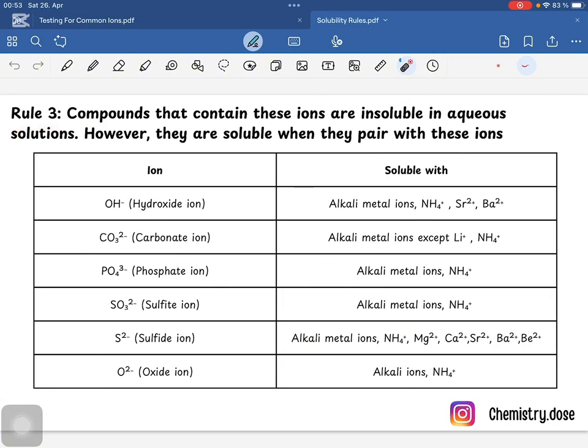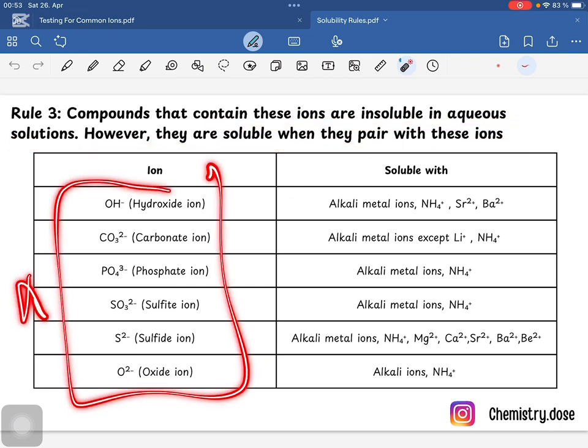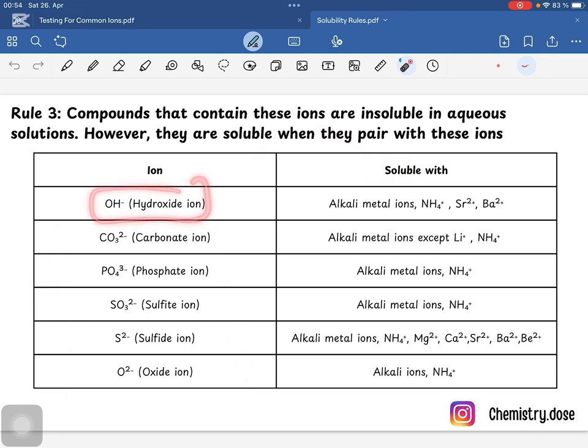Now, rule number 3, compounds that contain these ions are insoluble in aqueous solution. However, they are soluble when they pair with these ions. So these ions are insoluble with cations most of the time. However, if they pair up with the ions of this column, then they're going to be soluble. So OH minus with any alkali metal ion like Li plus, Na plus, and so on, any Lena-Krypsis ion of group 1, with the NH4 plus ion, with Sr2 plus ion, or with Ba2 plus, the barium ion, then it is soluble.